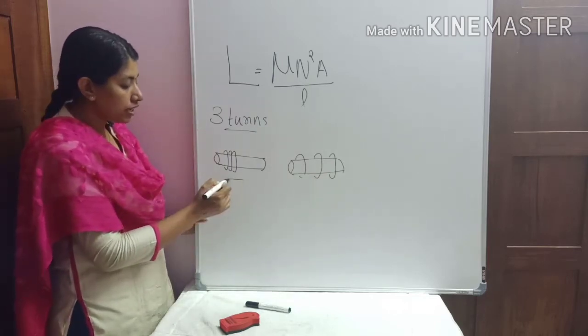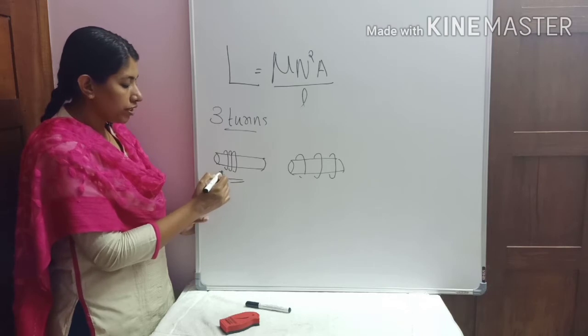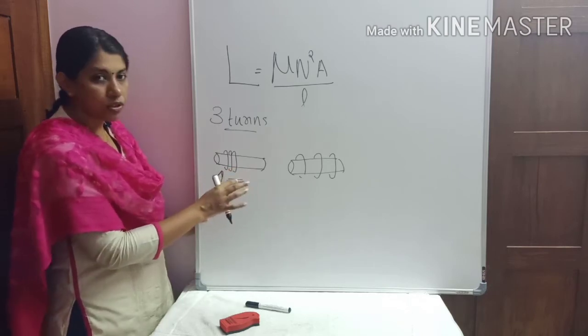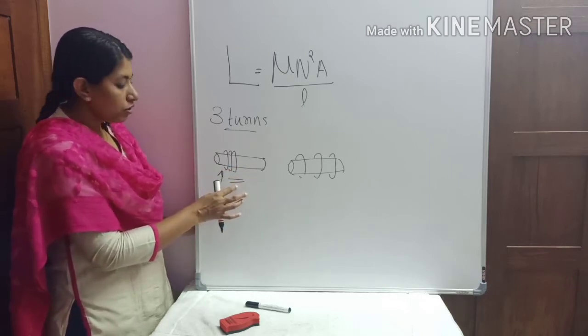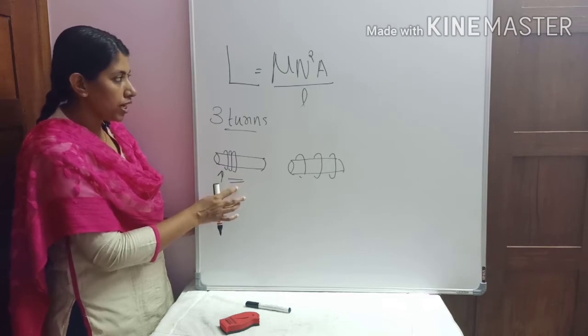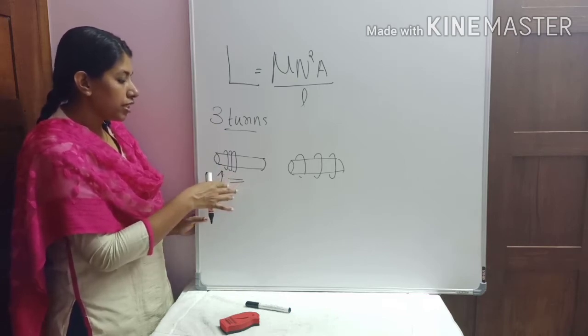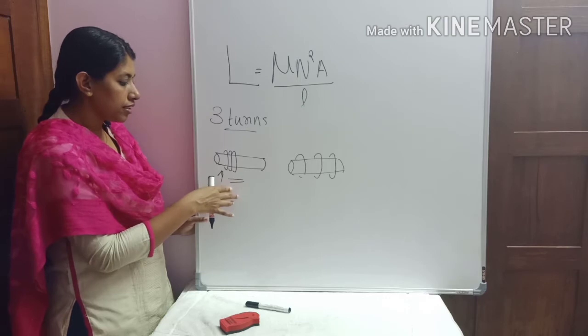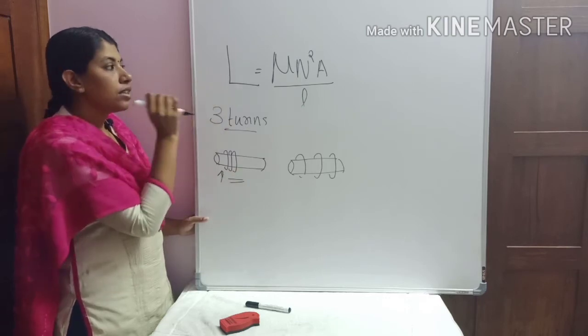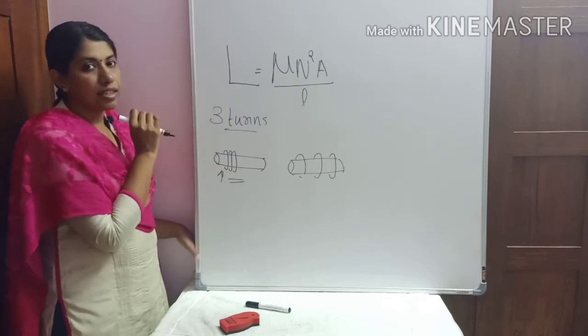So in this case the opposition will be more than in the other, because the voltage induced will be more in this case. As the opposition is more, as the length of the conductor decreases, the inductance increases. So that parameter is like that.